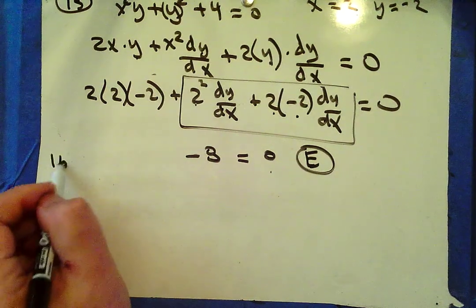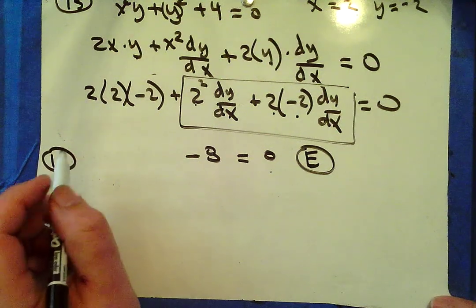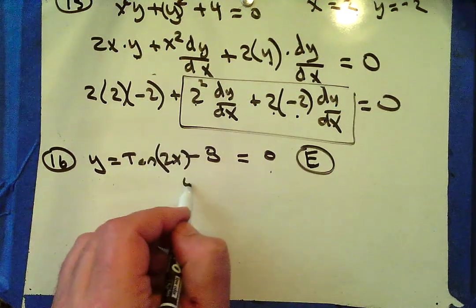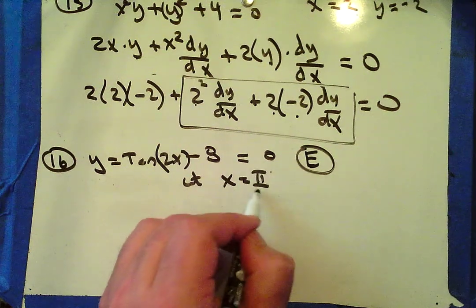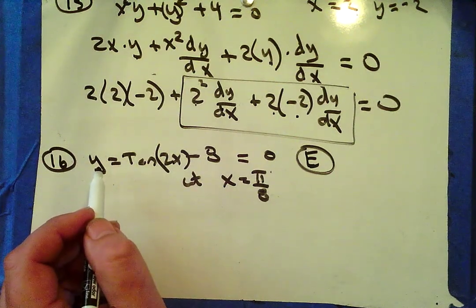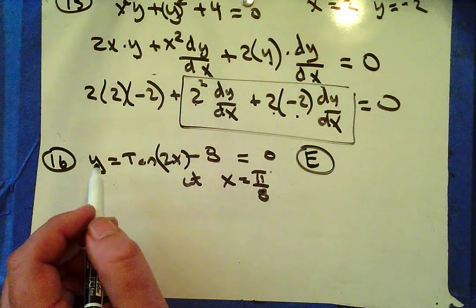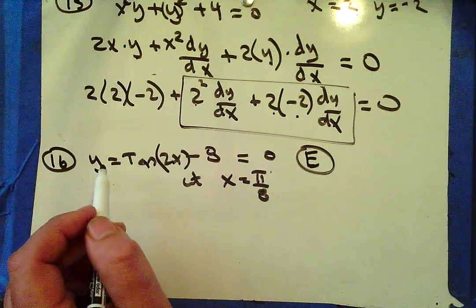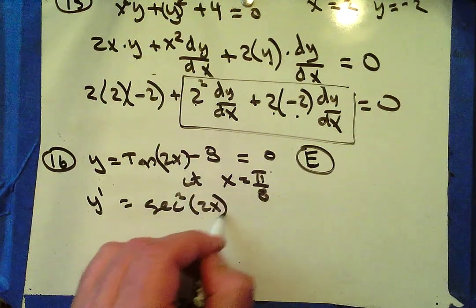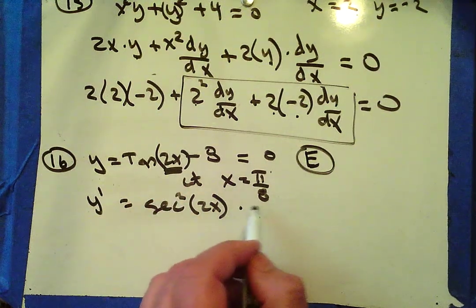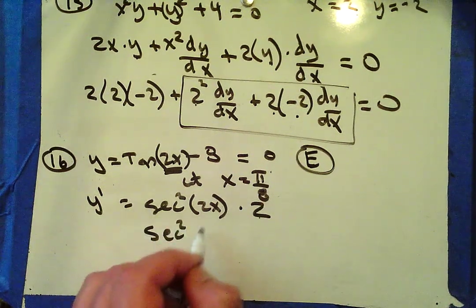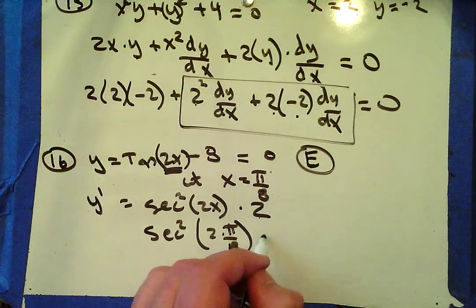Okay. Problem number 16. The slope of the tangent line to y equals tan 2x at x equals pi over 8. Okay, so in order to find the slope of the tangent, I need... It's very interesting that they said tangent line to the graph of tangent. I need the slope, so I need y prime, which is secant squared 2x times, don't forget the derivative of the inside, 2. So there's my y prime at pi over 8.